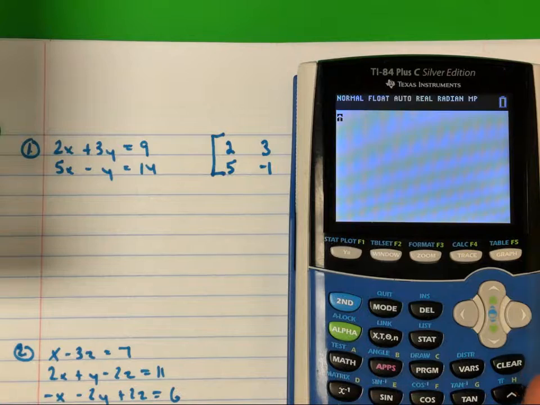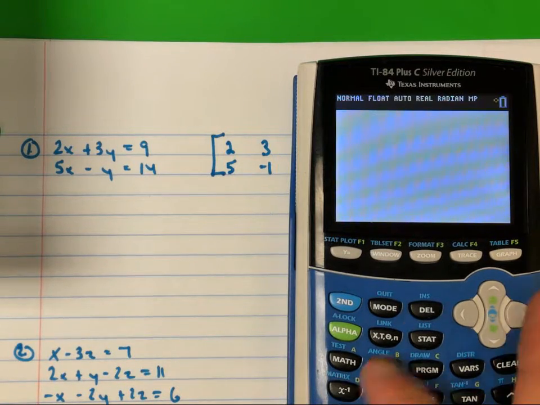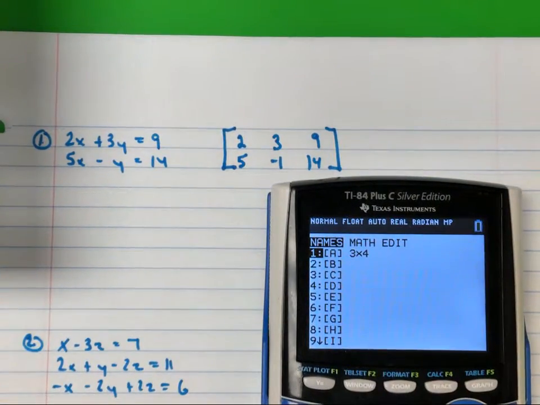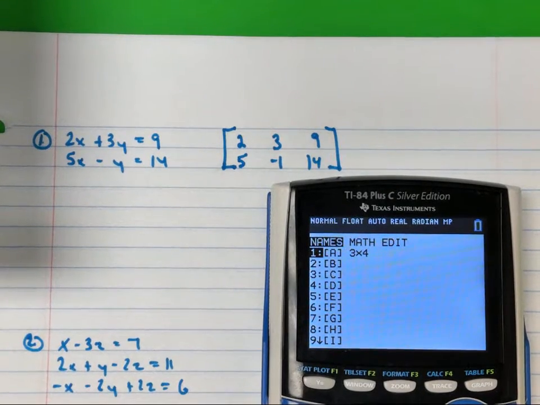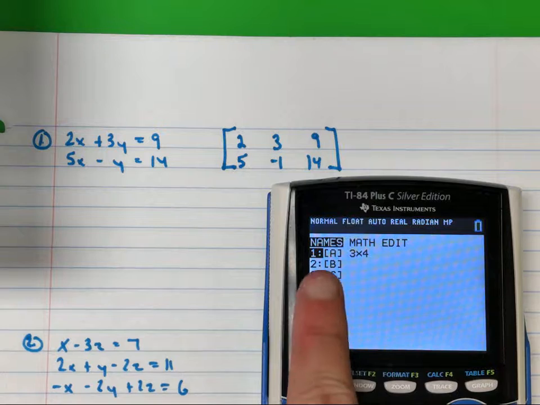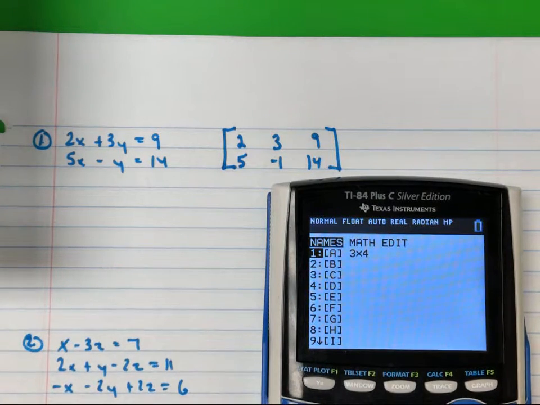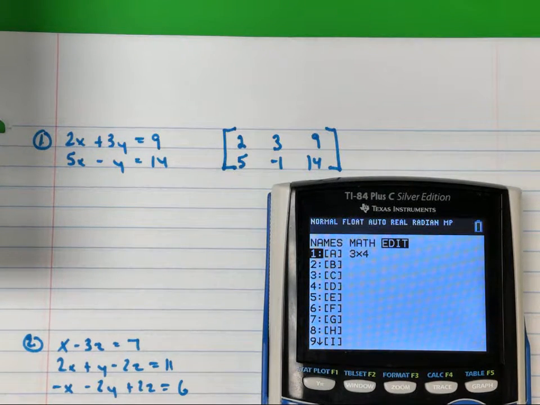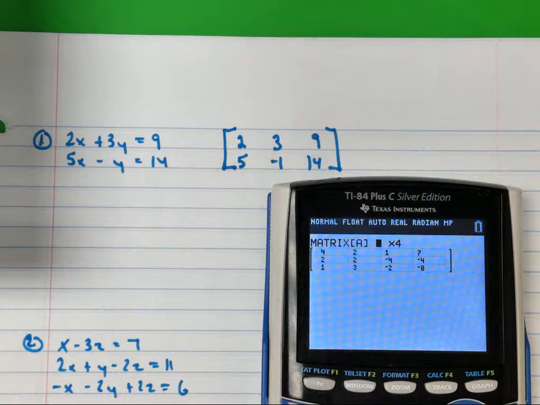I'm going to hit second, that button. And when I do, you see I have names, math, and edit. I'm going to go over here to edit, and I'm going to click 1. I'm going to hit the first matrix. I'm going to edit that matrix. Well, you're going to tell what type of matrix it is.